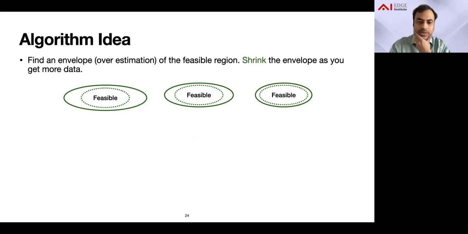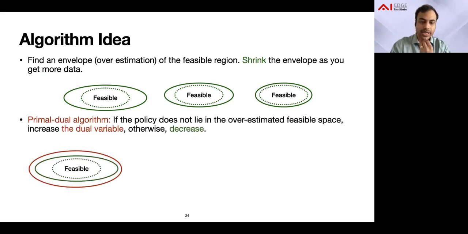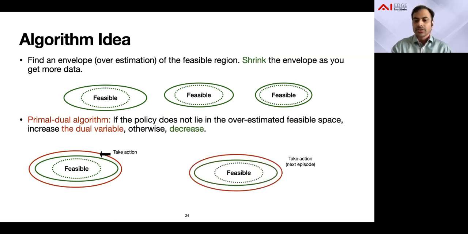Now, what the primal dual algorithm does is that, suppose you're taking an action in the rate space. That means it is outside of this envelope. So then I will increase the dual variable so that I force the action to be, probably in the next episode, in the envelope, within this envelope.